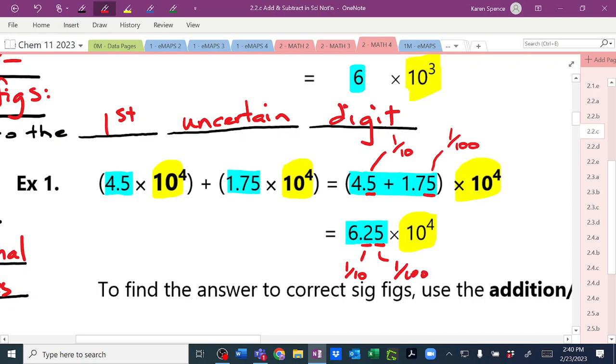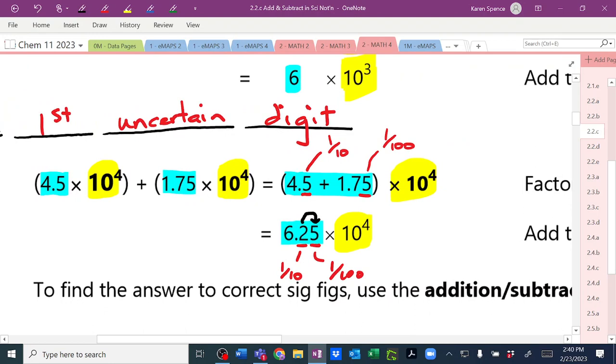But how many uncertain digits are we allowed? Only one. So when we get to our first uncertain digit, we need to look to the right and do our rounding. So that is then going to become 6 point what? 3 times 10 to the 4. And that would be your final answer.